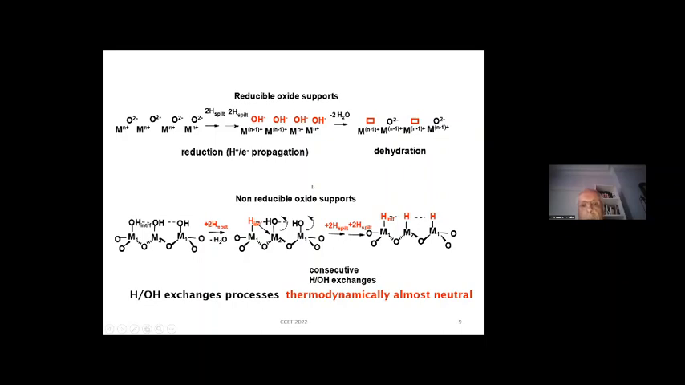For non-reducible oxides, there is a dehydroxylation process giving rise to a hydrogen atom at the interface. And after that, we have a set of consecutive HOH exchange reactions leading to the coverage of the support by H atoms up to a maximum determined by the activation condition. So for non-reducible oxides, hydrogen spillover does exist. It is also thermodynamically favored.